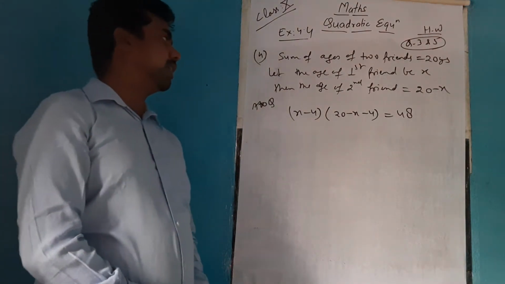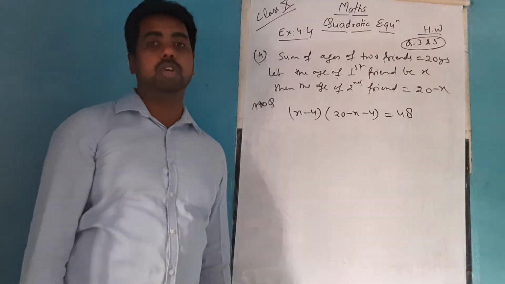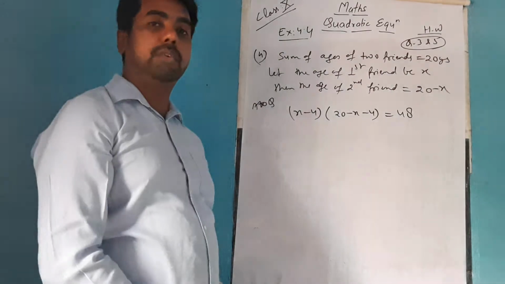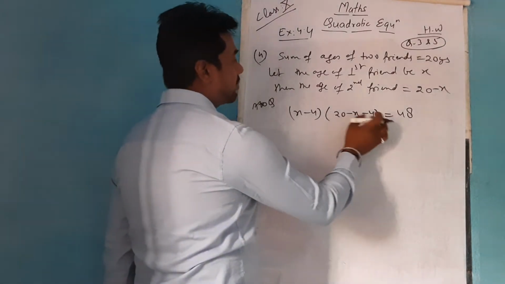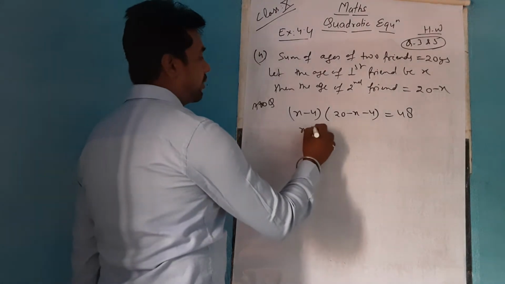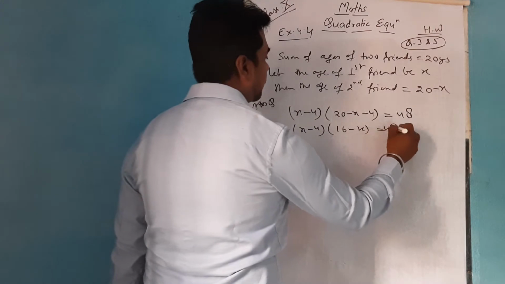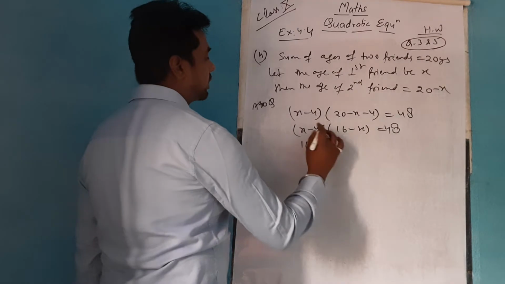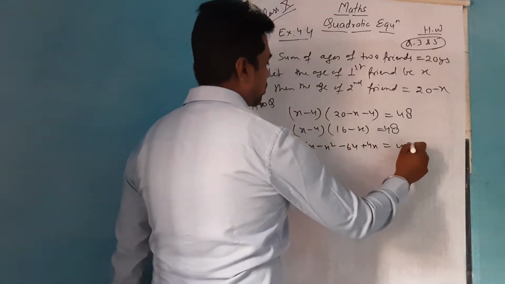According to the given condition, the equation is (x minus 4) times (20 minus x minus 4) equals 48, as their ages are being compared from 4 years before. So x minus 4 in one bracket, and 20 minus x is the age of the second friend, which we subtract by 4. Simplifying, (x minus 4)(16 minus x) equals 48. Opening the bracket, that becomes 16x minus x square minus 64 plus 4x equals 48.